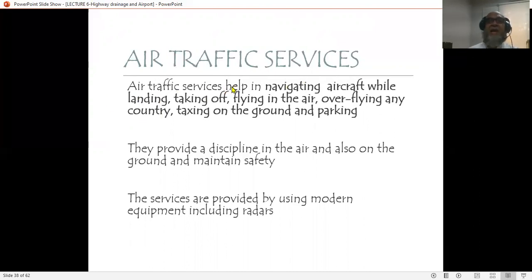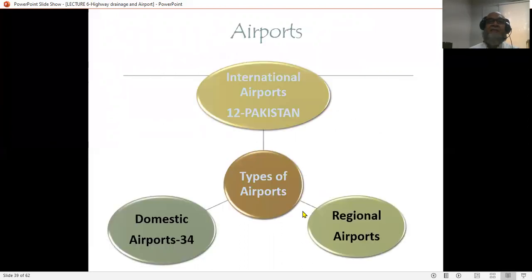Air traffic services help in navigating aircraft while landing, taking off, flying in the air, overflying, and taxiing on the ground. So this ATS controls every aircraft coming into and going out of the airport. They provide discipline in the air and also on the ground. The services are provided by using modern equipment, including radar.